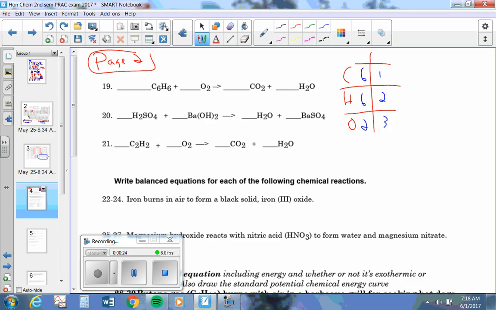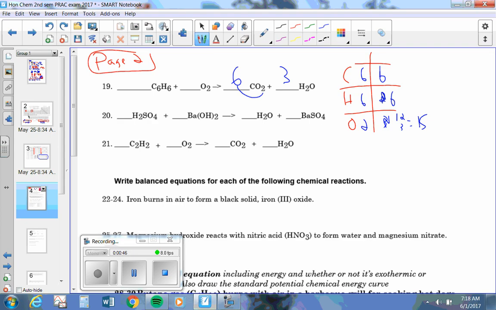And I don't recount. I just first fix the C's. I put a 6 there. That will change this to 6. Now fix the H's. I put a 3 there to get 6. Now count the oxygens because I just changed both. I have 6 times 2 is 12 plus 3 equals 15.